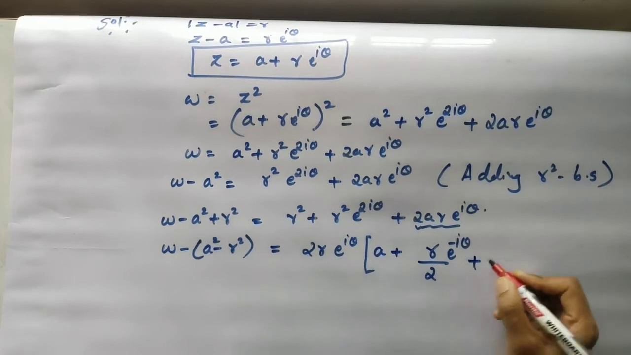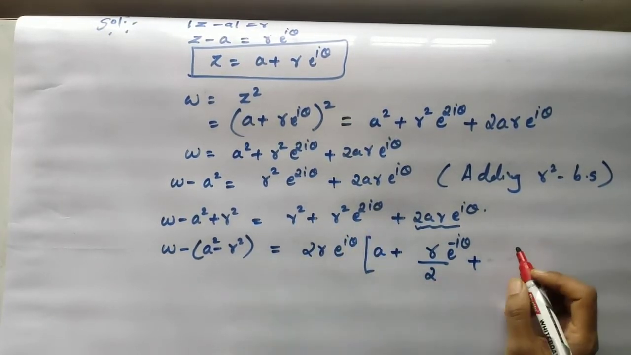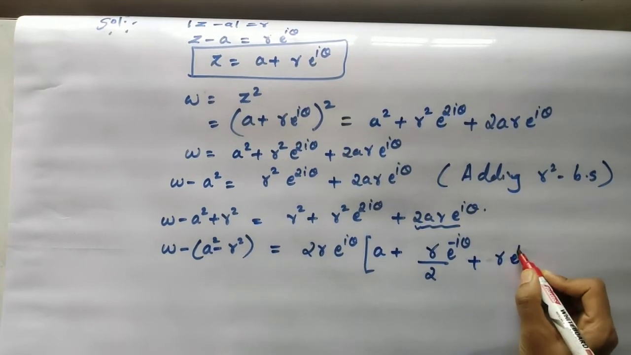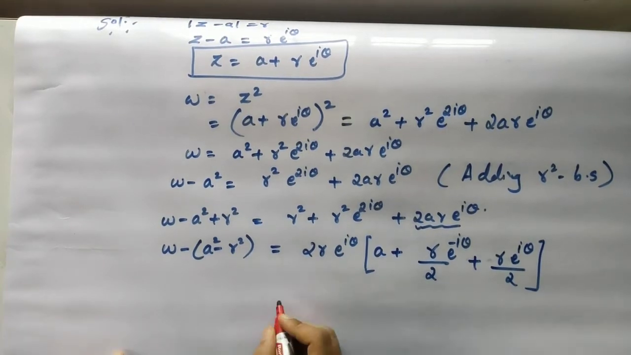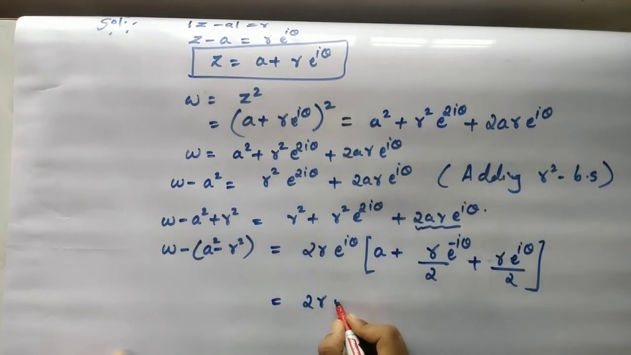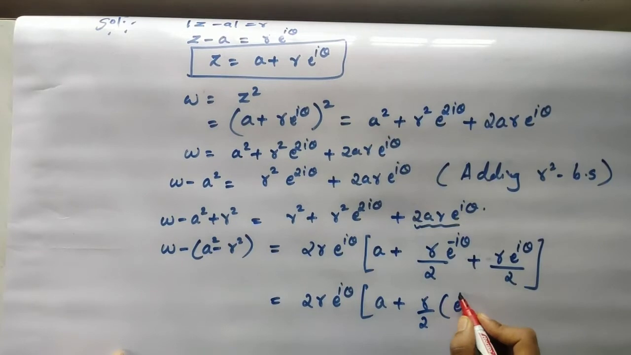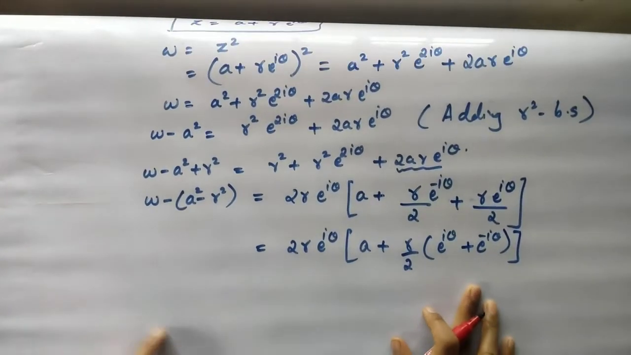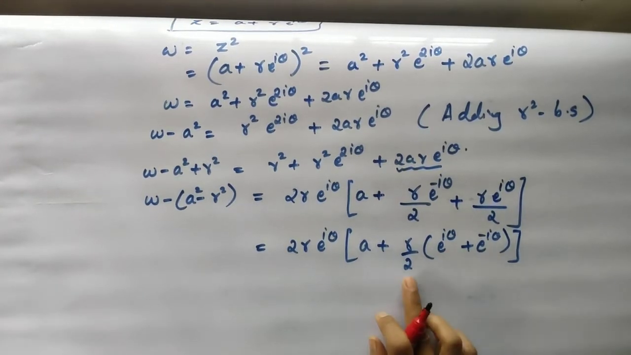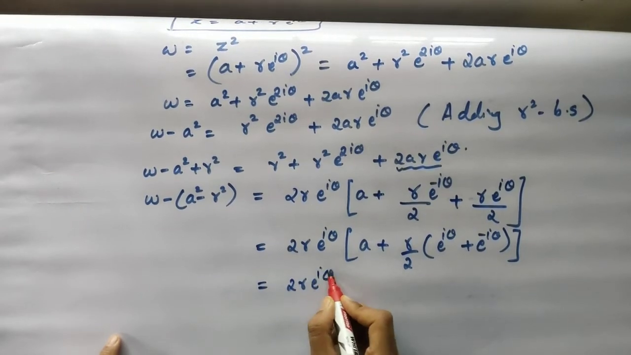Plus, now again r has been taken out, e to power i theta has been taken out, that 2 is extra, so we have to divide it by 2. So r is left, e to power i theta is left, divided by 2. You will get it something like this. Now 2 into r e to power i theta, a plus, what is this? r by 2 I can take common. What is e to power i theta plus e to power minus i theta divided by 2? Is it not cos theta?